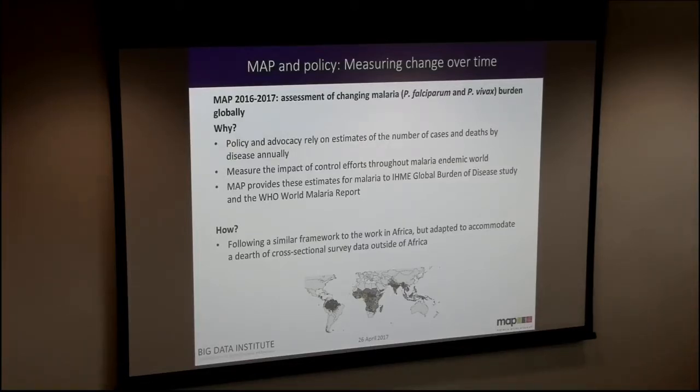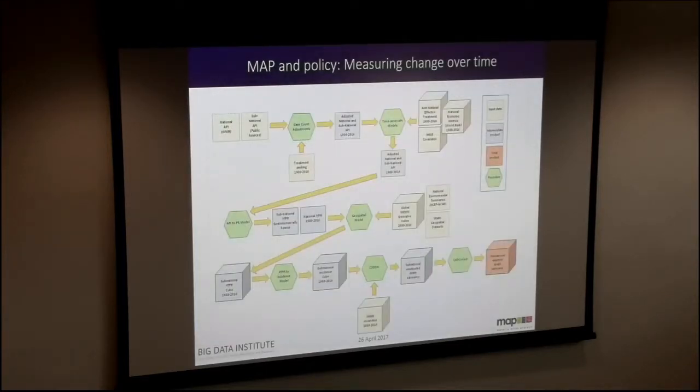So how this was done was a similar framework to what we did in Africa, but as you can see in this tiny map at the bottom here, we have very good coverage of surveys within Africa, which allowed for us to produce those robust models. But outside of Africa, there is a dearth of evidence in terms of cross-sectional prevalence surveys. So we had to adapt to use routine case reports, which are more common outside of Africa and can be strong evidence sources.